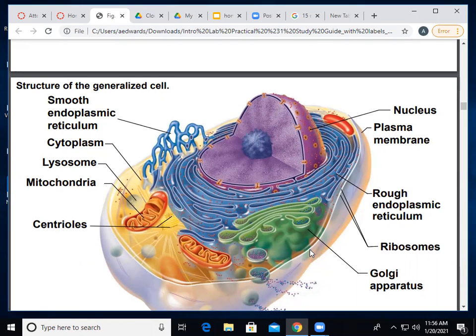Those proteins are then processed at the Golgi apparatus, including these little circles, or spheres, which we call vesicles. They go to the cell membrane and get released out of the cell via a process we call exocytosis. Exo means out, cyto means cell. So this is exocytosis.